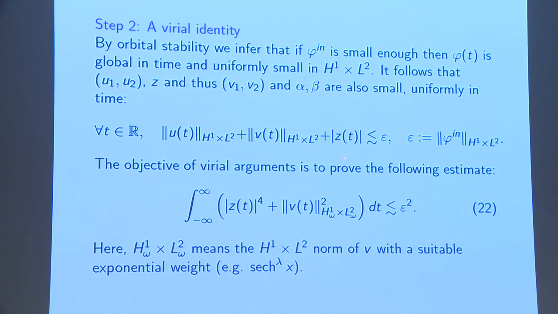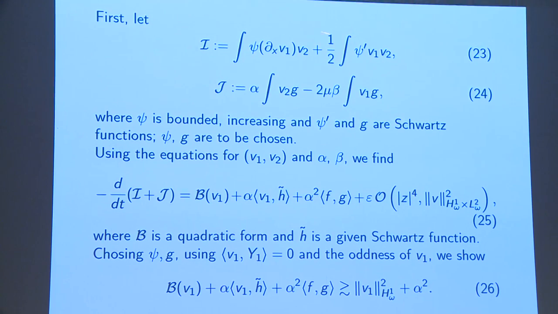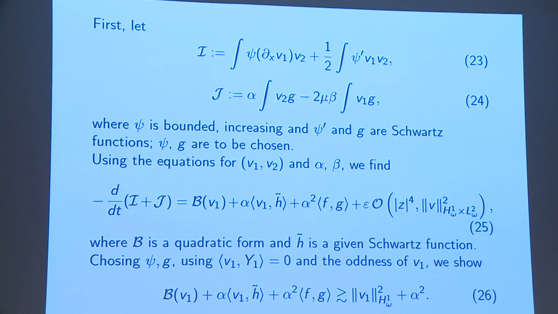So what is the objective of virial identities? The objective is to show that this integral in time is bounded. When we do all this analysis, it's important to have orbital stability before, because it allows us to control a lot of nonlinear terms. The virial identities, the first part is something that everyone knows, I think. The second part is maybe not so obvious, but it's kind of natural, because you exactly mix the way you would like to do, alpha and v2. And then, in both of these identities, the point is that you have unknown functions, psi and g, and you have to choose them in such a way.